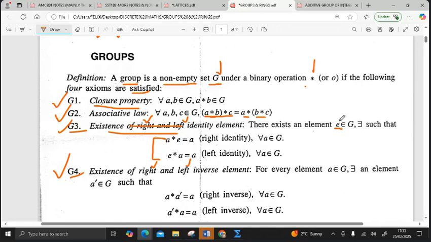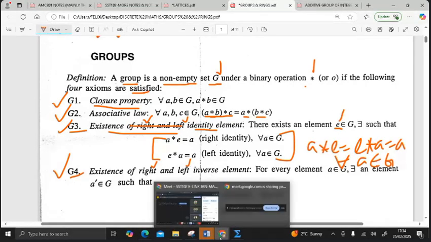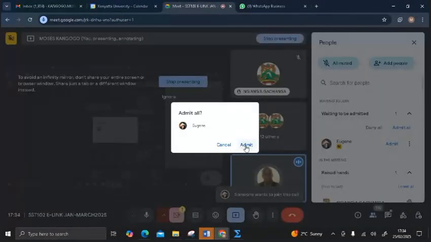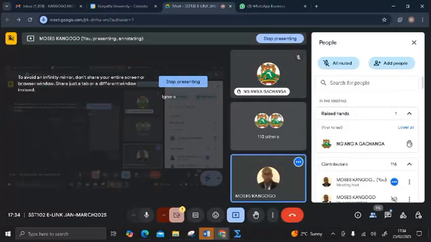In the case of the existence of an identity element, this property concerns the existence of the identity element. What we have in this case is that there exists an element E, called an identity element, such that, look at this, you condense all this into: A asterisk E is equal to E asterisk A is equal to A for every A in G.